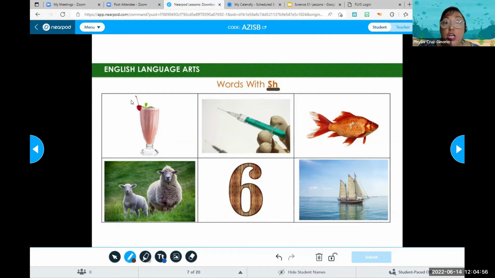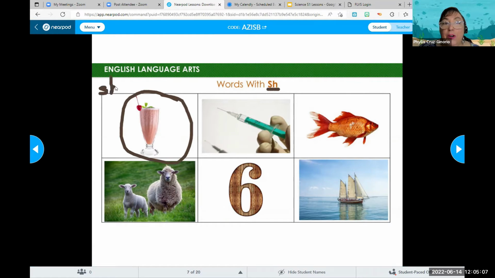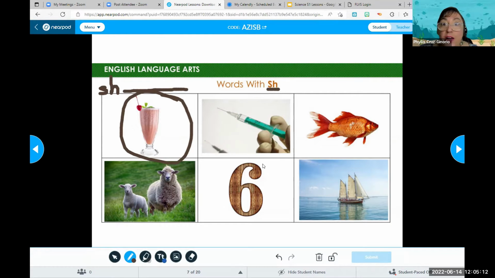Shake, shake. Do you hear the shh? I did. It was at the beginning. Yes. So let's circle it. And we're going to put an SH at the beginning of the word. And then we have the rest of the word after it. Good work. Let's try another one.